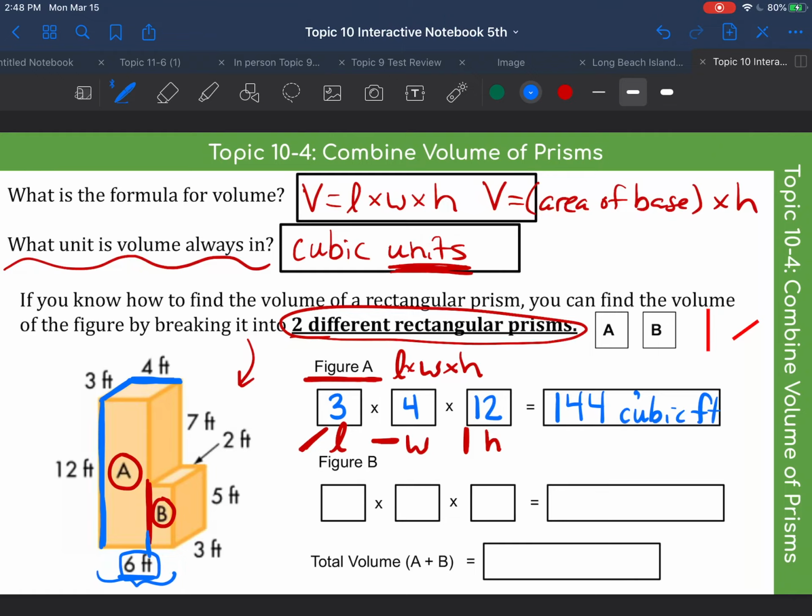Now we want to look at figure B. Okay, figure B, they have this arrow pointing at this horizontal. That's how wide it is. So we have a length, a width, and a height. The width is 2. The height of this I can see is 3, or 5, I'm sorry. And the length is 3.